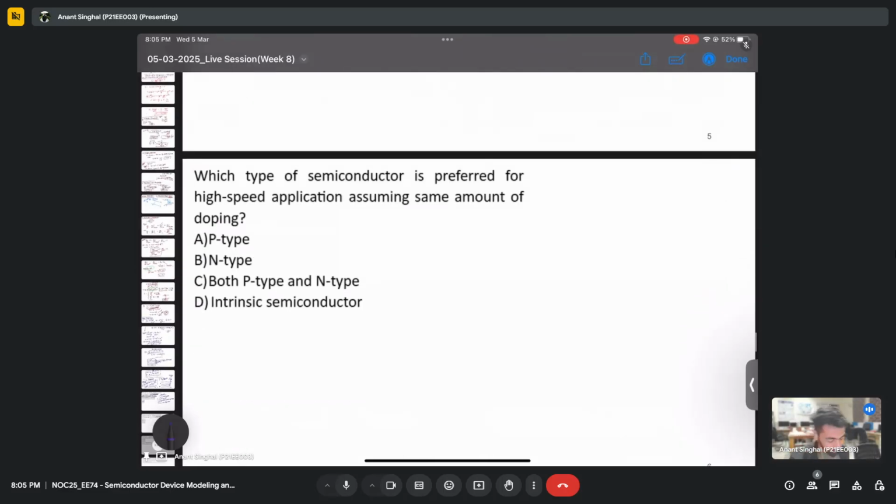Now this is a generic question. Which type of semiconductor is preferred for high speed application assuming the same type of doping? Any idea or any guesses? This is very easy. Yeah, N type, right? Because it has higher mobility. So high speed is always N type.